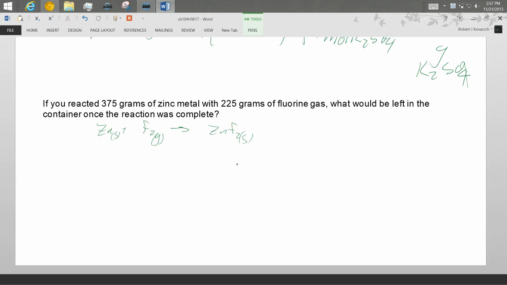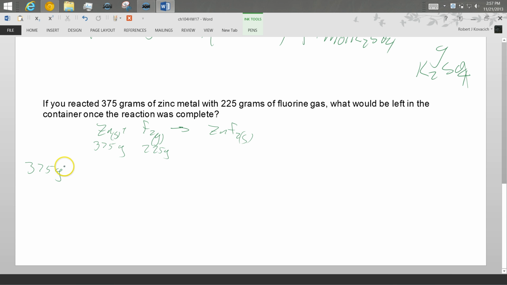And the balancing is easy since it's balanced already. And everybody put F2, correct? Instead of F. So it looks like I've got 375 grams of this, and I've got 225 grams of that. All right, so let's figure this out.